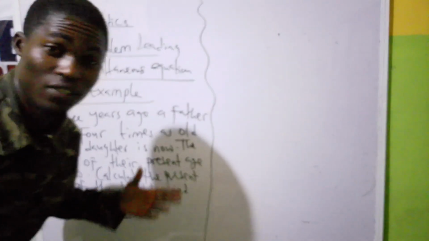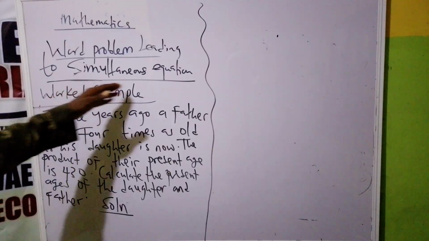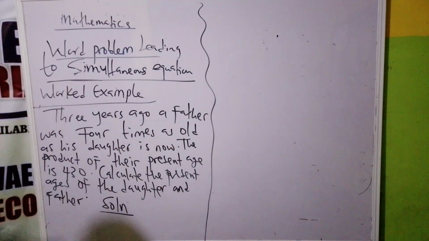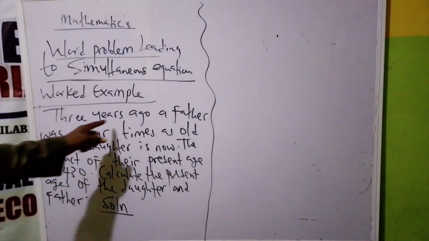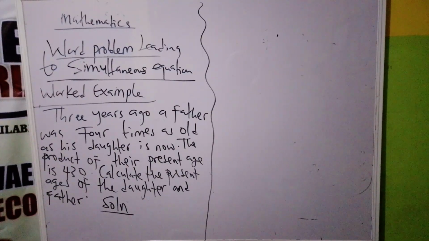We shall be solving this problem now. This is a word problem leading to simultaneous equations. Three years ago, a father was 4 times as old as his daughter is now. The product of their present ages is 430. Calculate the present ages of the daughter and father.